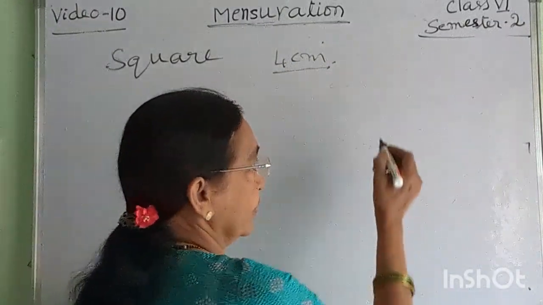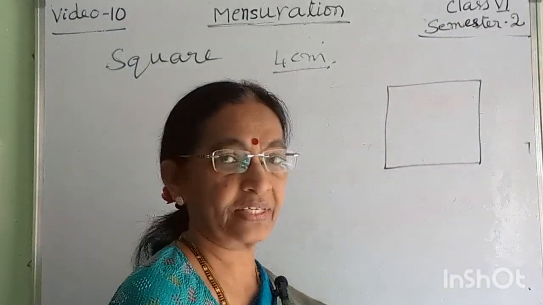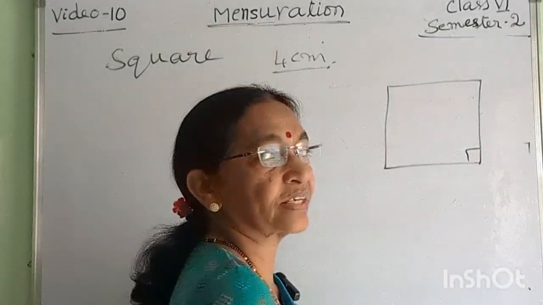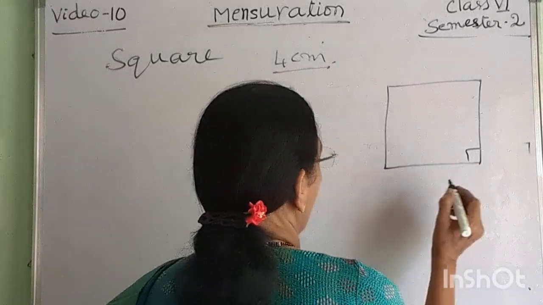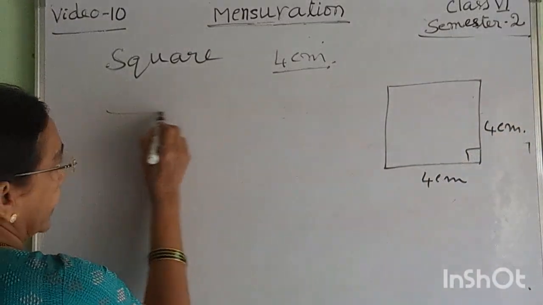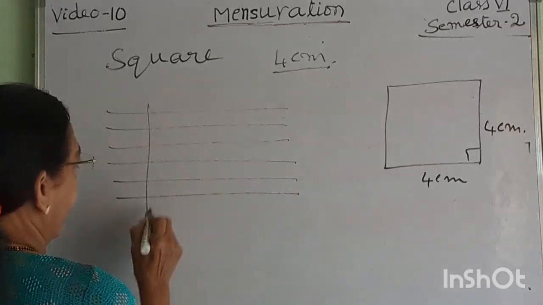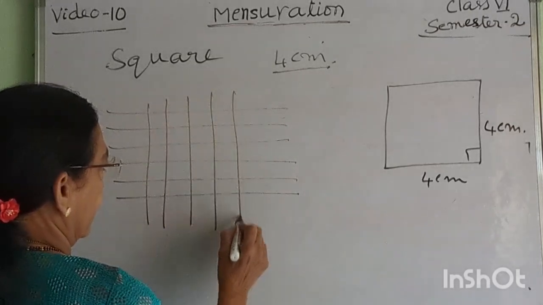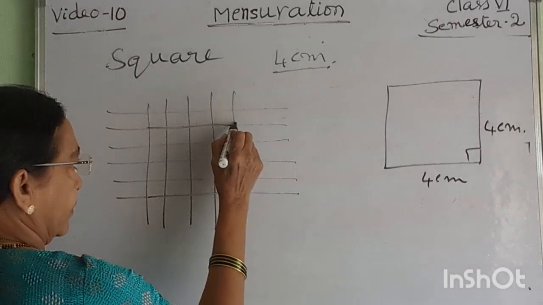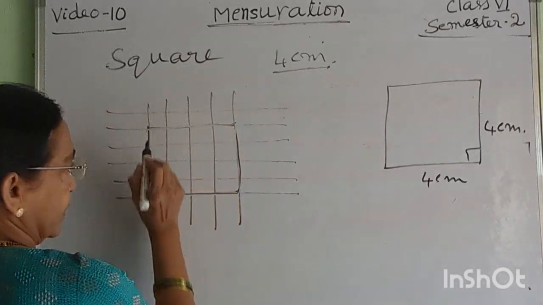Consider a square of side 4 centimeters, that is like this. It is a square. Square means a four-sided figure having four equal sides, and the four angles are also equal. So that is called a square, 4 centimeters by 4 centimeters. Now keep it on a grid paper or graph paper. 4 centimeters length and 4 centimeters breadth, or length and breadth are equal. Each side of the square is 4 centimeters.